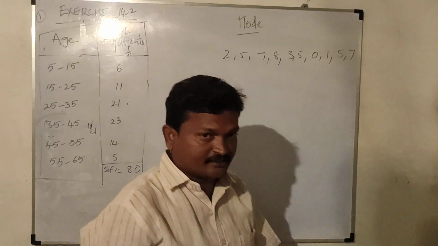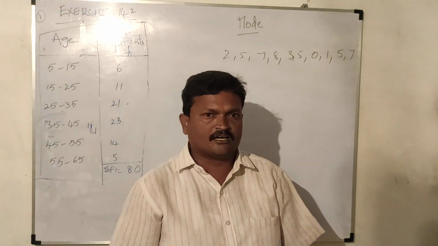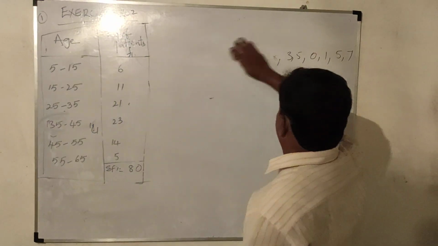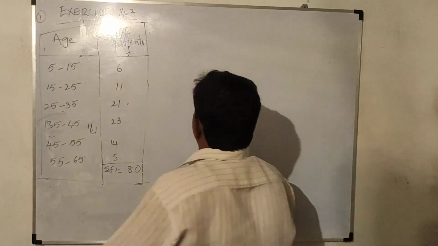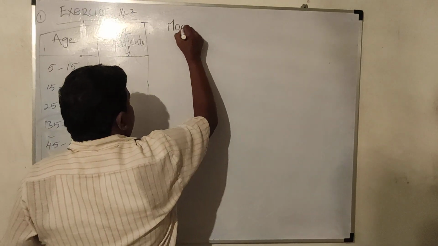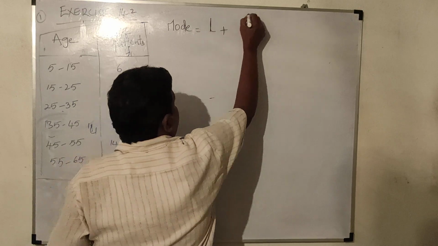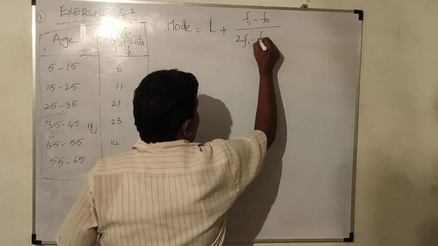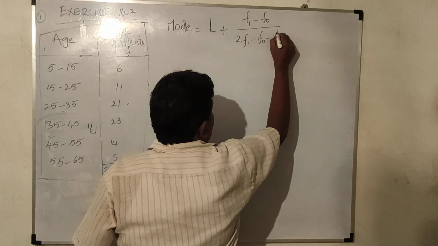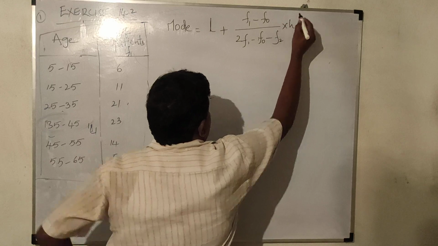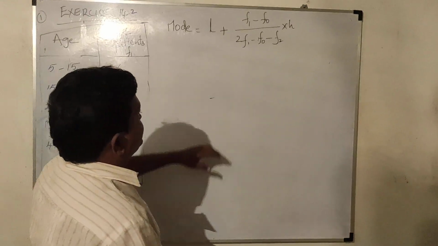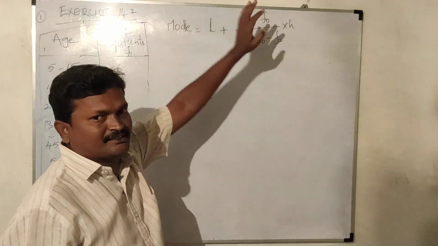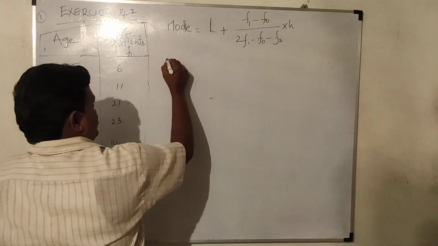Now let us see how to find the mode for grouped data. It has one formula, so see that: mode is equal to L plus (F1 minus F0) divided by (2F1 minus F0 minus F2), into H. Here, what is L, what is F1, F0, F2 and what is H? Let us see.